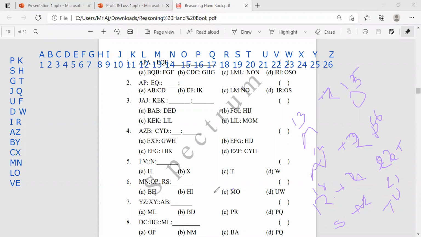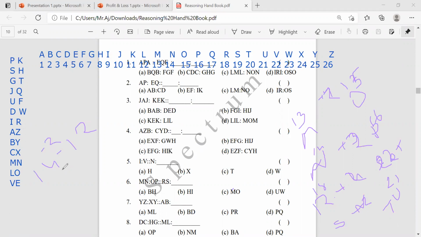But TU is not in the answers. We'll check any other way, in reverse order. What are the numbers in reverse order? M in reverse order is 14. And O reverse order number is 27 minus 15, 12, right? And here minus 2.